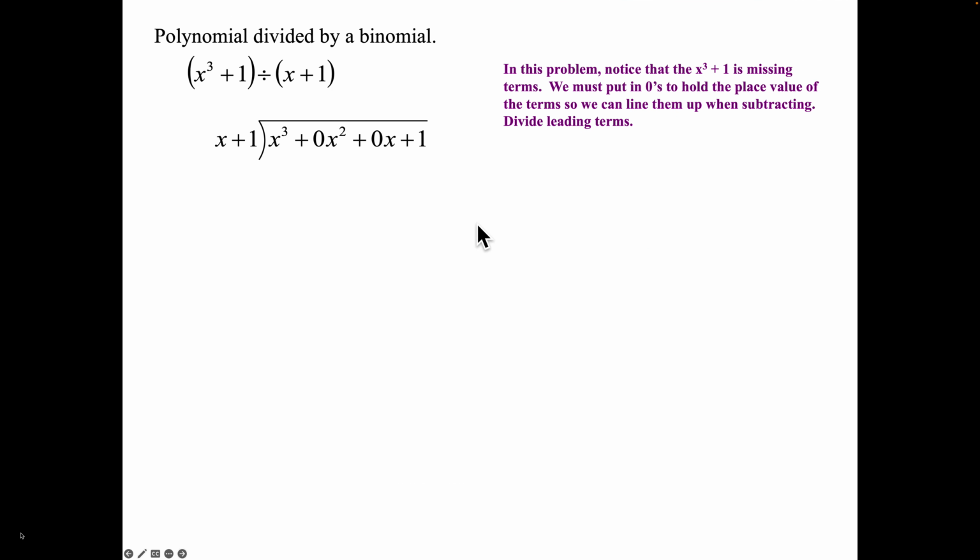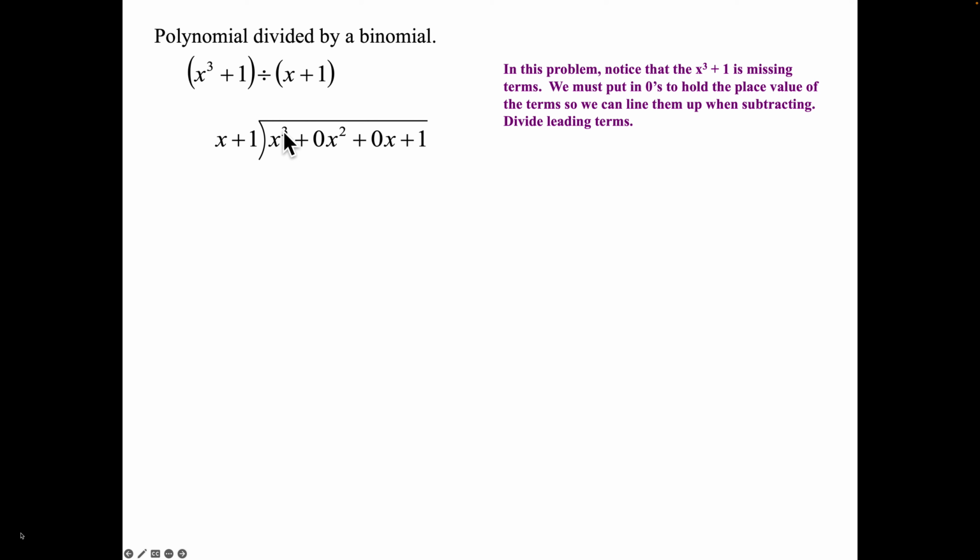Okay, next example. Now in this case here, we have a special situation. It's x cubed plus 1 divided by x plus 1. Here's what I'm dividing by. It goes outside. But notice on the inside, I start with an x cubed, but there's no x squared term and no x to the first term here. Every term must be represented in descending order.